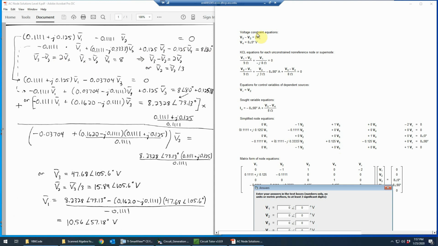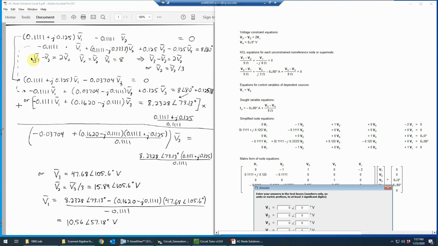And then I also wrote out the constraint and the control variable equation. So v3 minus v2 is 2vx. Vx we said is just equal to v2. And v4 is equal to 8. Don't really need the angle 0 there if we put it in rectangular form.